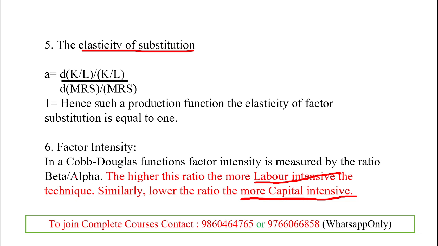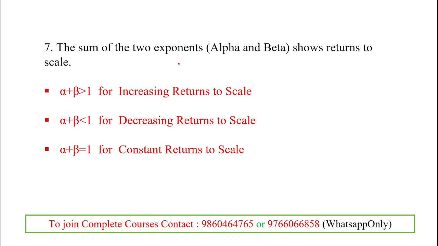And the capital by labor ratio is higher whenever they use a labor intensive technique. And also if the ratio shows a decreasing or lower trend, it means they are more capital intensive. Okay, and then the sum of the two exponents that we already discussed, that is, alpha plus beta greater than 1 is increasing, alpha plus beta less than 1 is decreasing, alpha plus beta equal to 1 is constant. So here the sum of the exponents will give returns to scale.